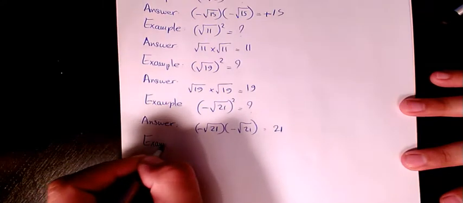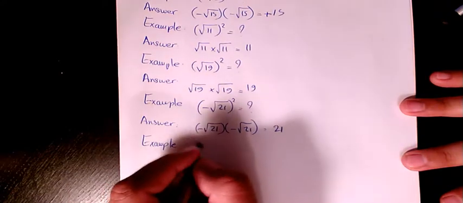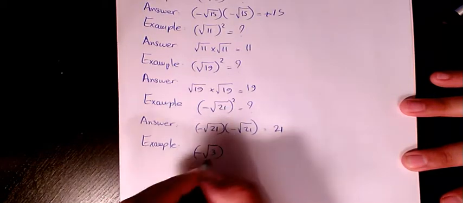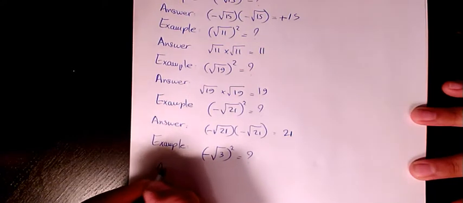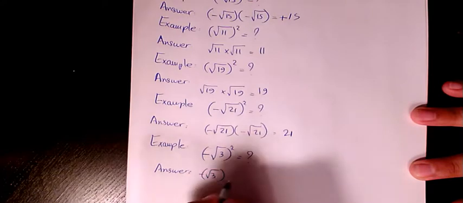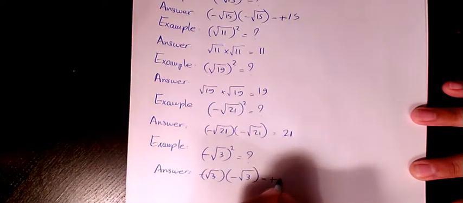Next example is negative root 3 to the power of 2. Answer is negative root 3 times negative root 3 is going to make it positive 3.